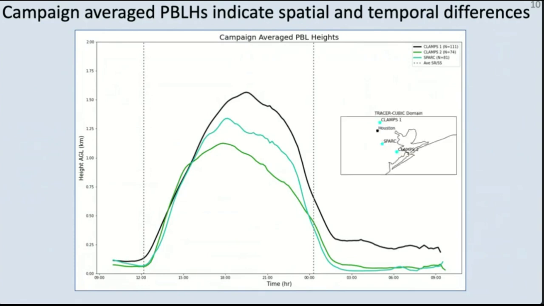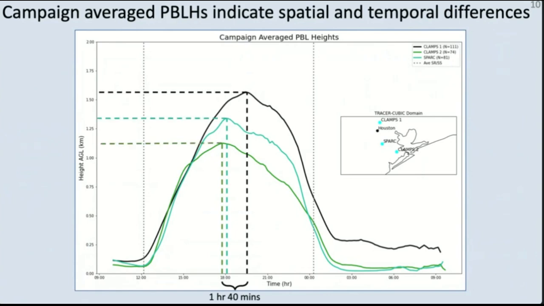Clamps 2, which as a reminder was our coastal location, reaches a maximum PBL height of approximately 1,100 meters just before 18 UTC or 1 p.m. local time. Clamps 1, which was our urban location, however, doesn't reach its maximum height of about 1,500 meters until a little over an hour and a half later in the day. Additionally, the maximum depth of the PBL ranges about 440 meters between Clamps 1 and Clamps 2, despite there only being a distance of about 60 kilometers between those locations.